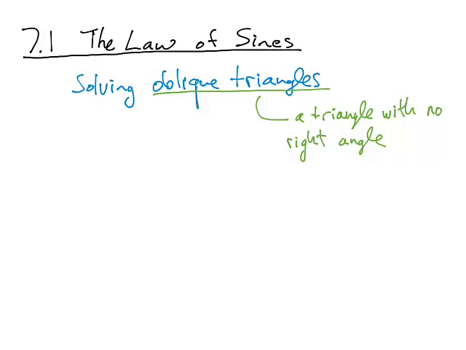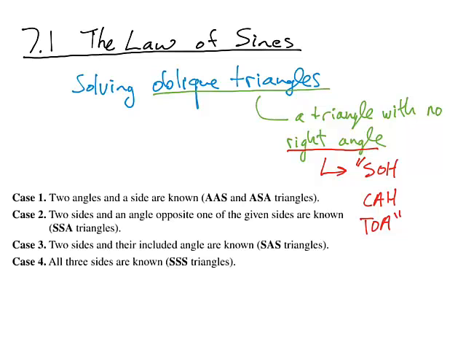does have a right angle, what we can use is the regular trig ratios, and simply put, we could use SOHCAHTOA to solve right triangles. However, if we have a triangle that is not a right triangle, in other words, it doesn't have a right angle, we need some strategies to be able to find all the sides and all the angles for that triangle. So that's where the law of sines comes in.